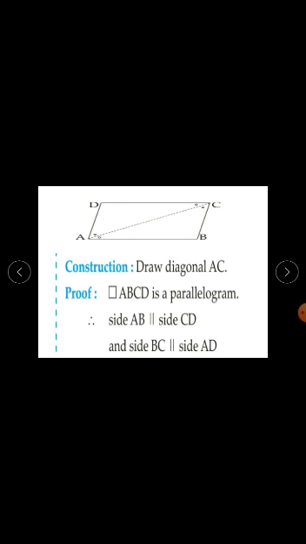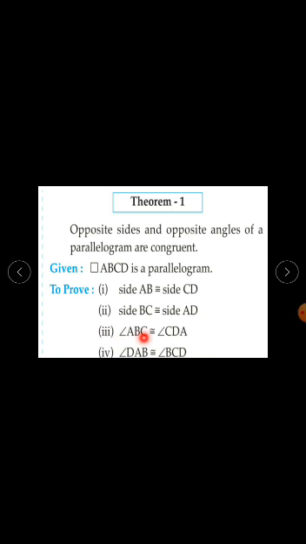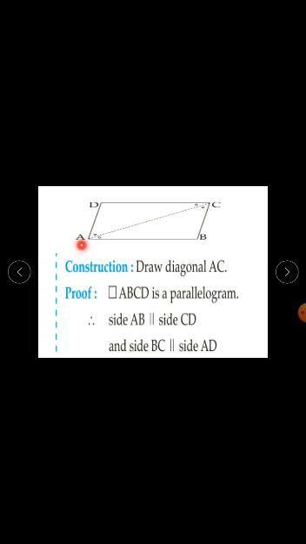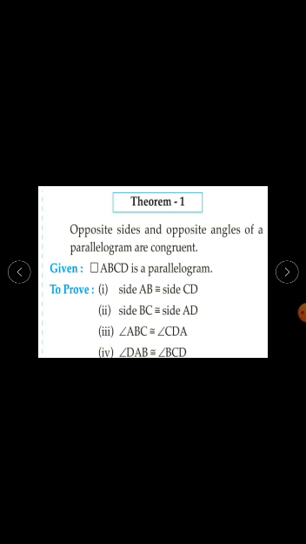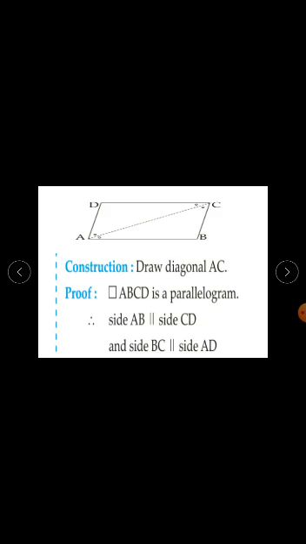Opposite angles are also congruent, means angle ABC is congruent to angle CDA. You have to prove that angle ABC is congruent to angle CDA. And last one is angle DAB is congruent to angle BCD. This you have to prove. Now there is one construction. Draw diagonal AC in this parallelogram ABCD. It is your construction.